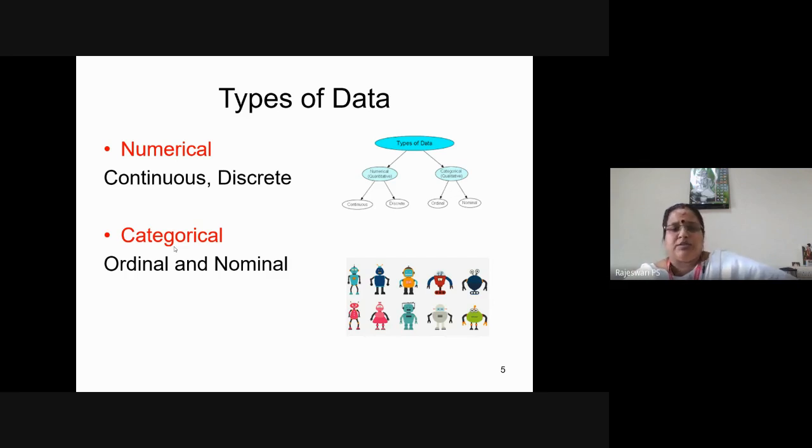Do you have any doubts here? Because it's very elementary. When you do multivariate analysis, if you don't know what kind of data it is, then it is totally a waste. You have to start from scratch, from zero, and come back. So types of data is very, very important. You should know that. Do you have any doubts here? Any doubts?